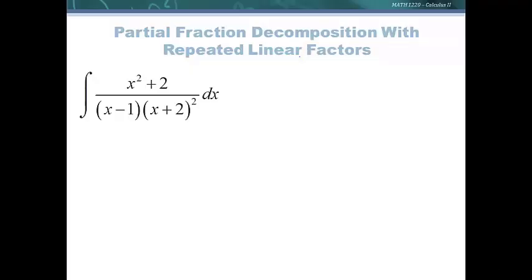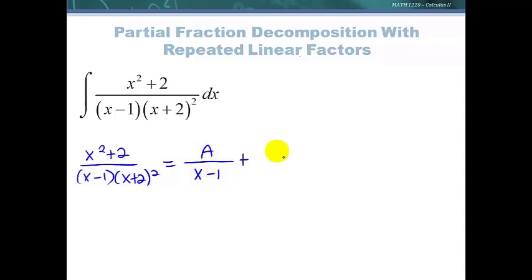Now we're going to look at partial fraction decomposition when we have repeated linear factors. So this denominator is factored and we have linear factors, but this one is squared. So if we were looking for the partial fractions, here I have x squared plus 2 over x minus 1 and x plus 2 squared, we would have one fraction with the denominator x minus 1, plus we would have the next fraction with the denominator x plus 2, and sort of students' gut feeling here is there should be another one with x plus 2.